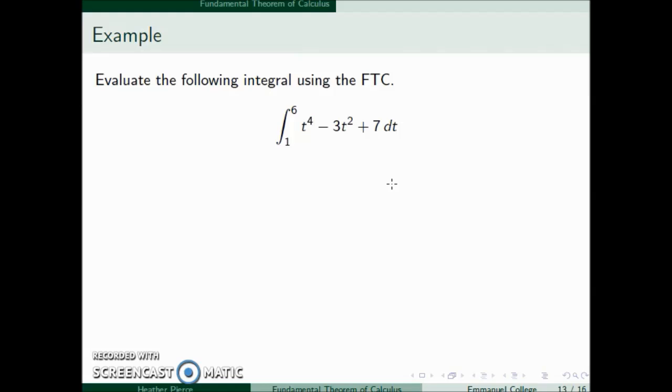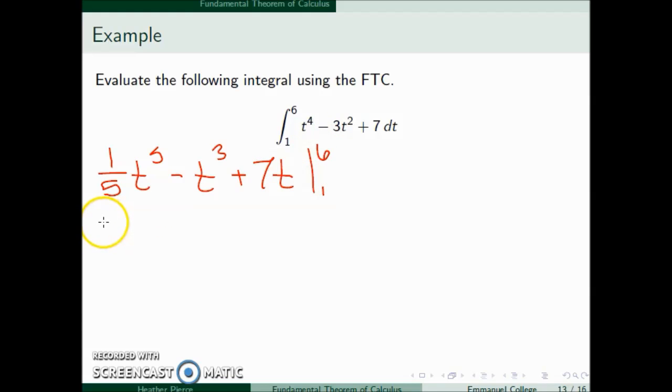For example, let's evaluate this one. So we start by actually finding the antiderivative. We add 1 to the exponent and then divide by that number. So I have 1 over 5 t to the 5th minus t cubed plus 7t. We're going to evaluate this between 1 and 6.